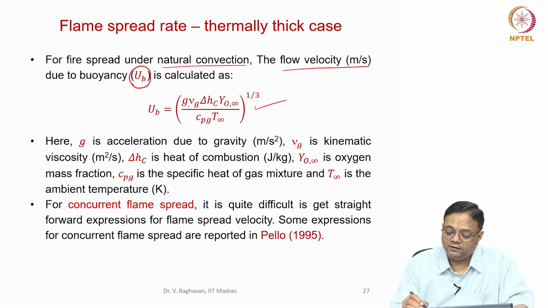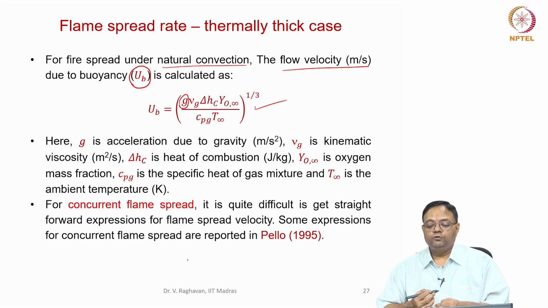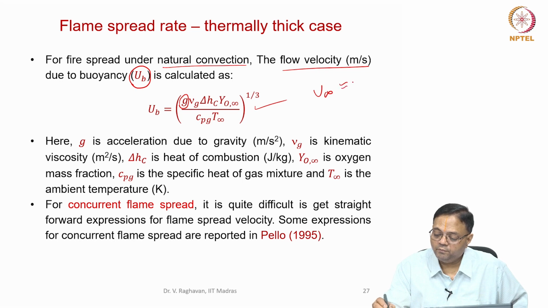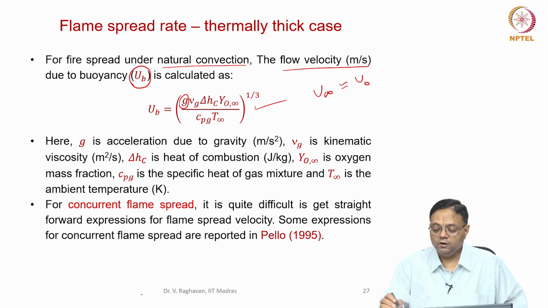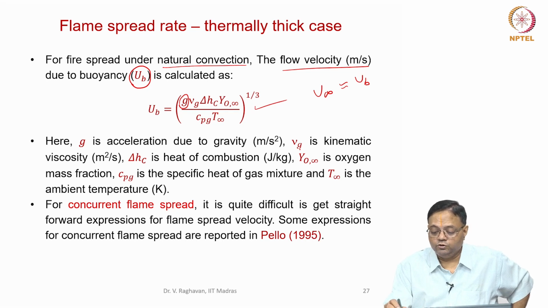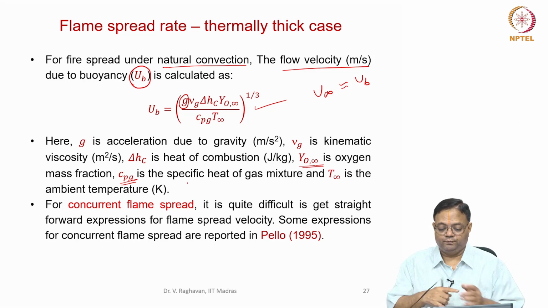Okay. So, you can see that g comes into play there, the buoyancy induced velocity. So, this is some expression which we can use for replacing u infinity by u b. So, here g is the acceleration due to gravity, nu g is the kinematic viscosity for the gas phase, delta h c is the heat of combustion, y oxygen infinity is the oxygen mass fraction in the ambient, c p g is the specific heat of the gas mixture, and T infinity is the ambient temperature.